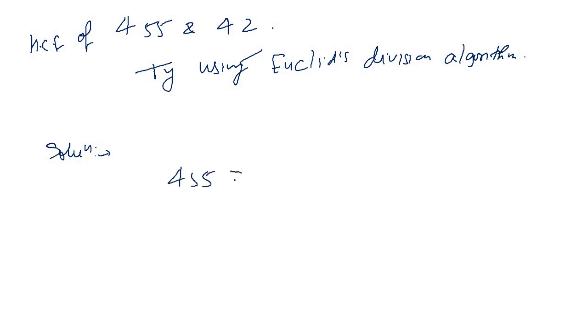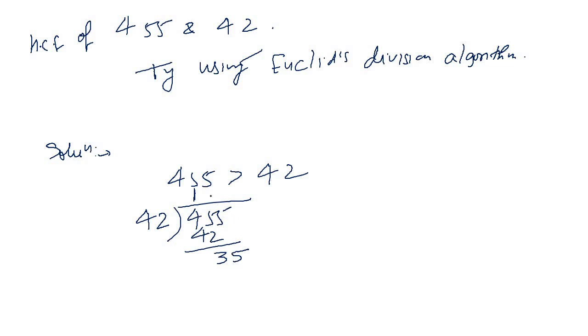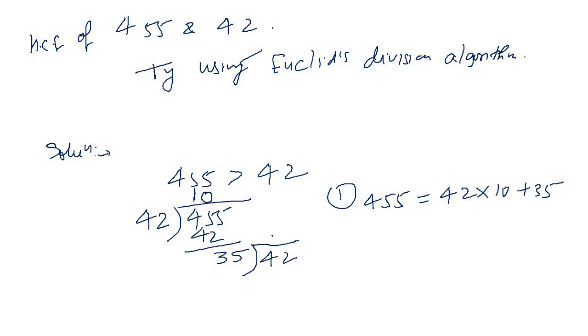Here 455 is greater than 42, so 455 will be divided by 42. We apply it one time, this results in 42, and no further division will occur, so we put 10 as the quotient. In the first step we write Euclid's division lemma like this: dividend 455 equals divisor into quotient plus remainder. Further we proceed like this: we make this remainder the divisor and this divisor the dividend, and start division again.